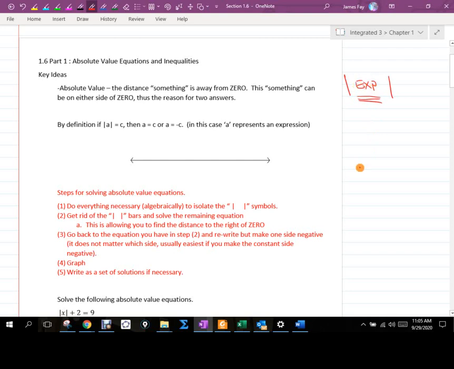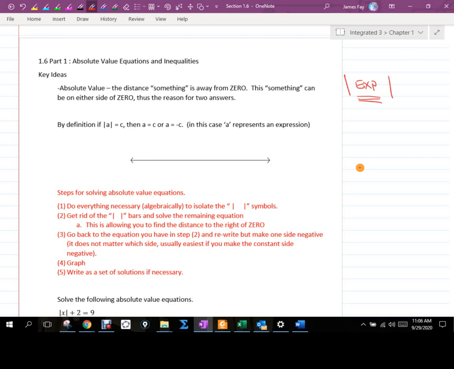Okay? But by definition, all absolute value means is the distance. And I put quotations here, "something", so it's going to be an algebraic expression or whatever. It's the distance something is away from 0. Okay? This something can be on either side of 0, and that's why we're going to have two answers here when we're done.